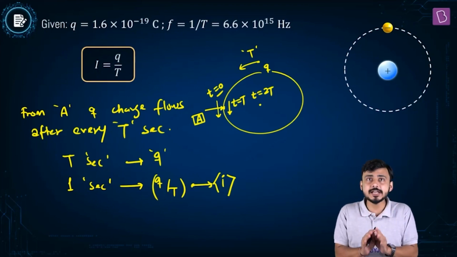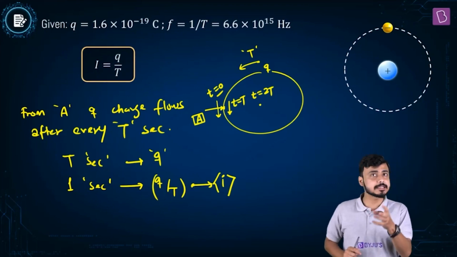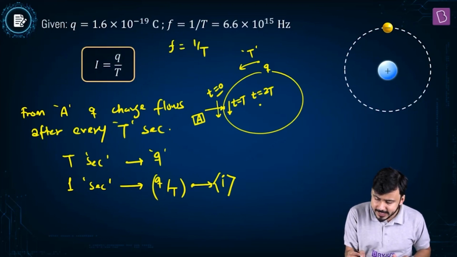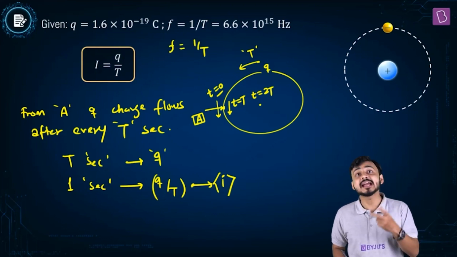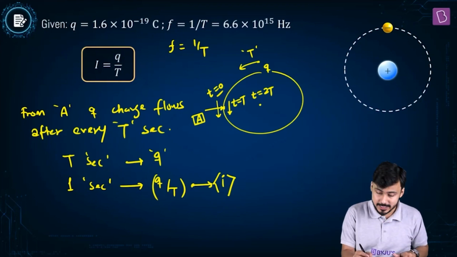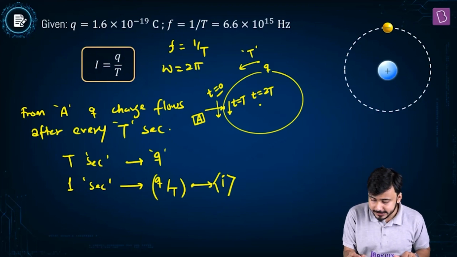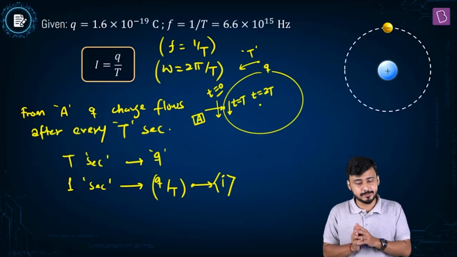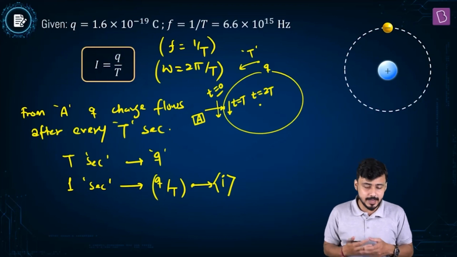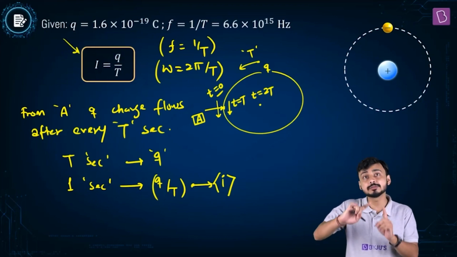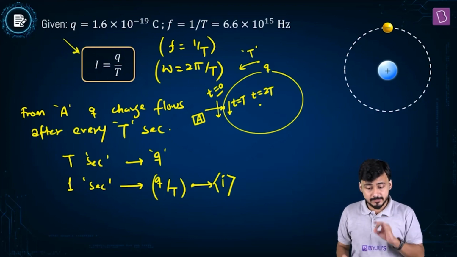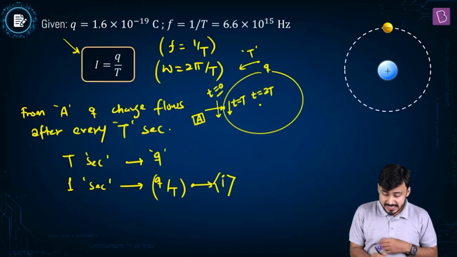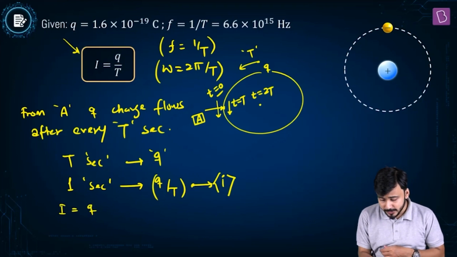Now, in the question, you might be given the time period directly. You might be given the frequency, which is 1 upon time period. You might be given omega as well, the angular frequency of the charge, which is equal to 2 pi by capital T. Whatever quantities you have been given, you should use this formula in terms of those quantities. Here you have been given the frequency. So 1 by T I'll replace with f. So my I comes out to be Q into f.